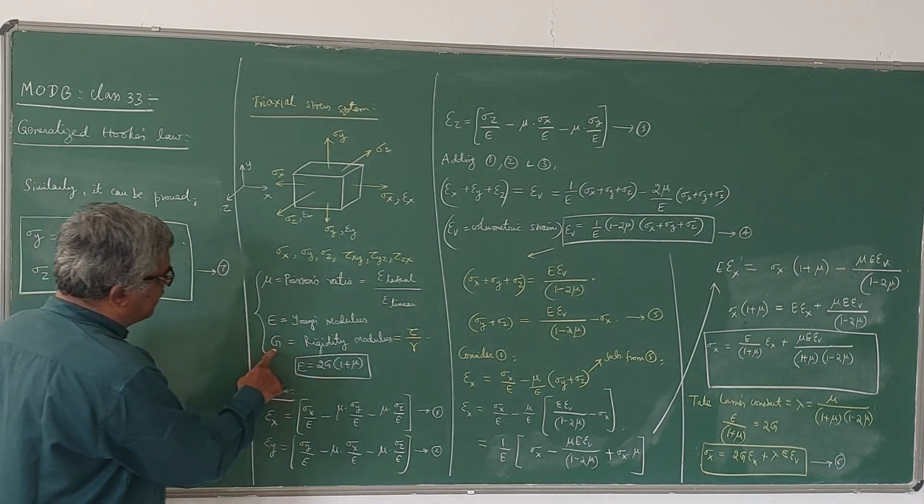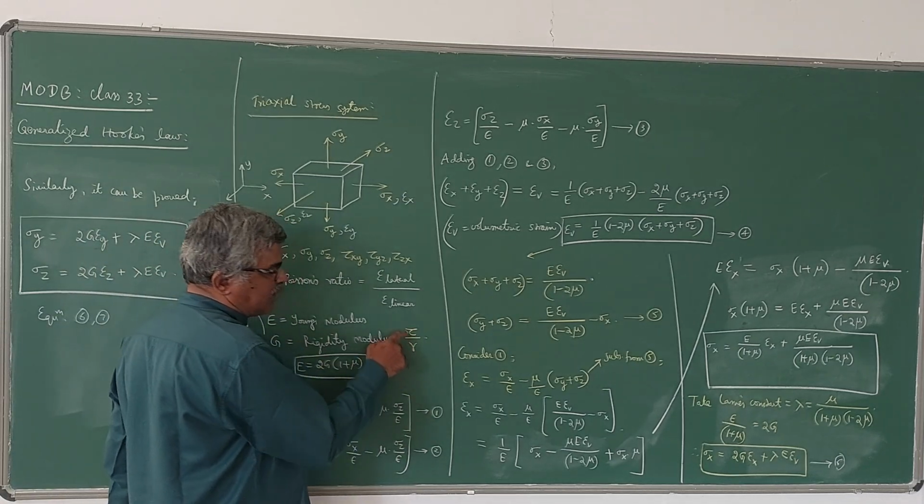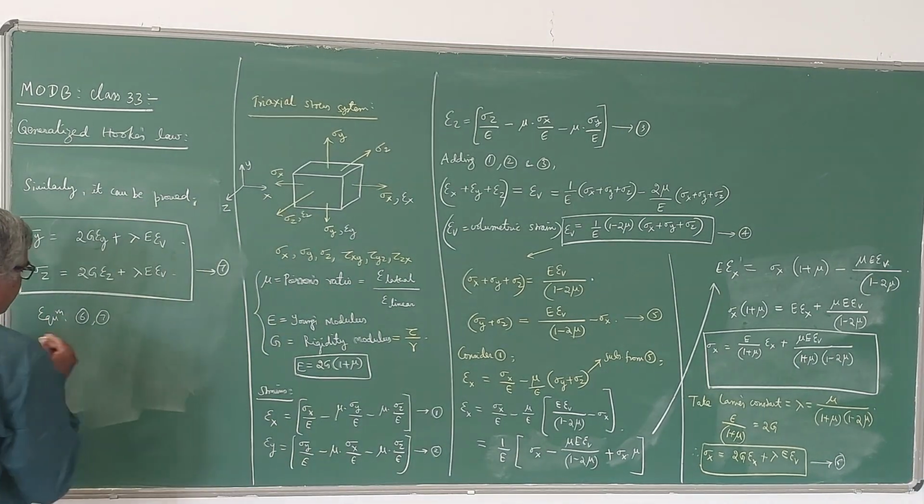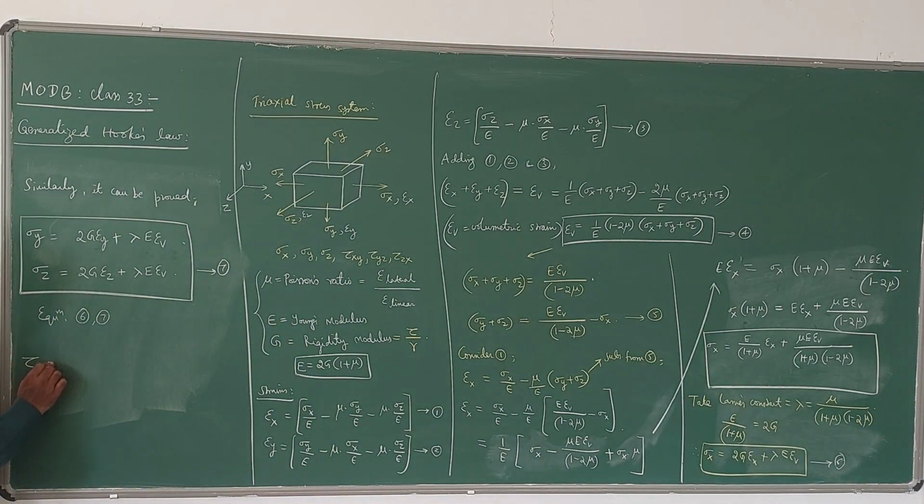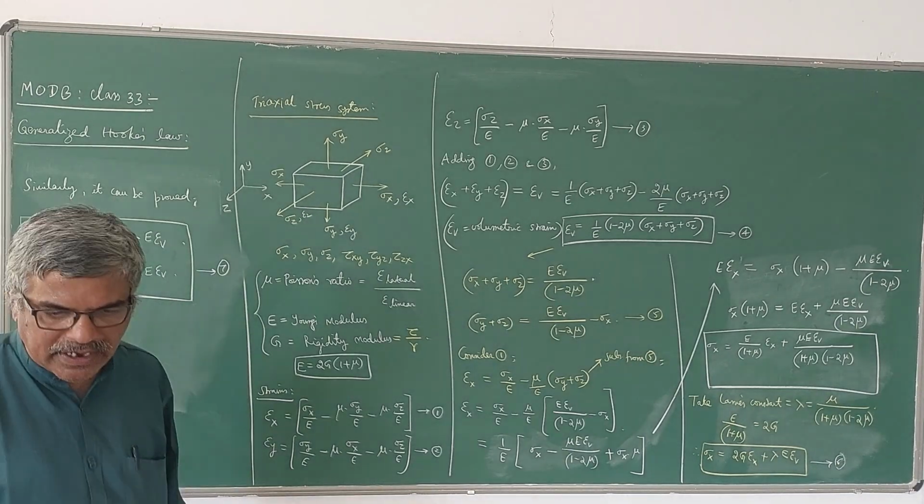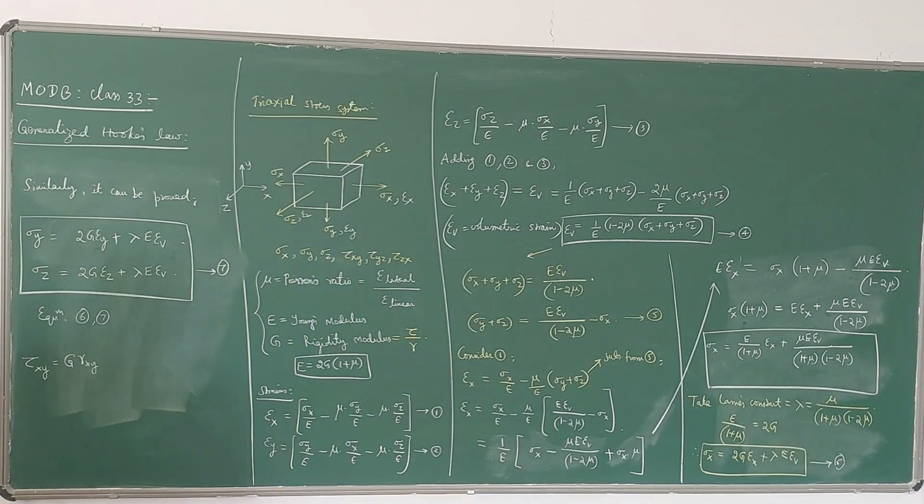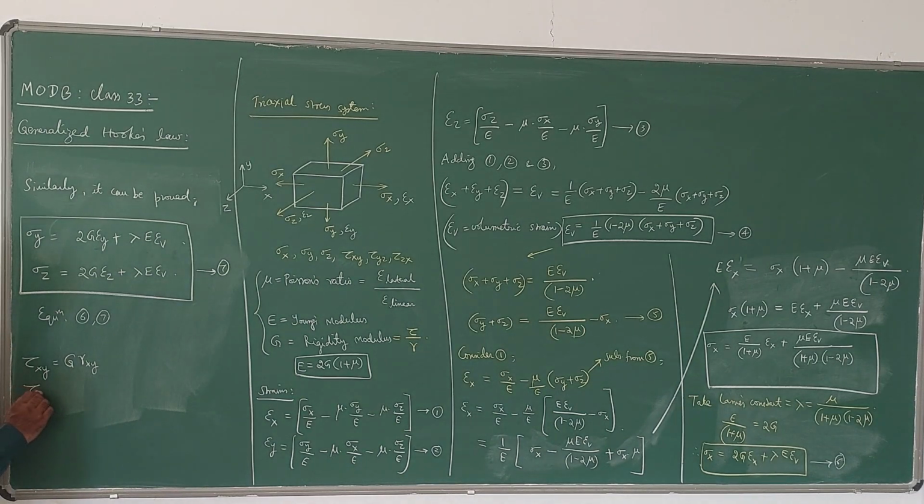G is equal to tau by gamma, where tau is the shear stress and gamma is the shear strain. If you write that in all the three planes, tau xy is equal to G into gamma xy, because tau xy by gamma xy is the constant G. It is a homogeneous and isotropic material, so Young's modulus and rigidity modulus remain the same in all the three directions. That is the meaning of isotropy. So tau yz is G into gamma yz, and tau zx is G into gamma zx.